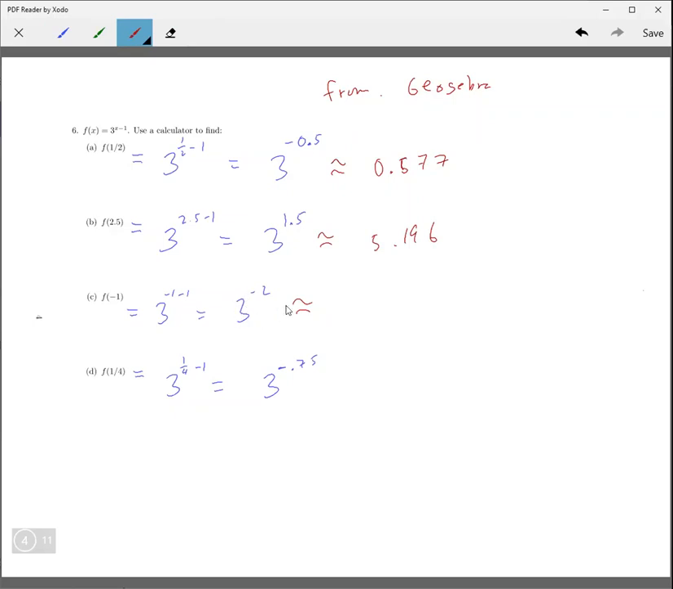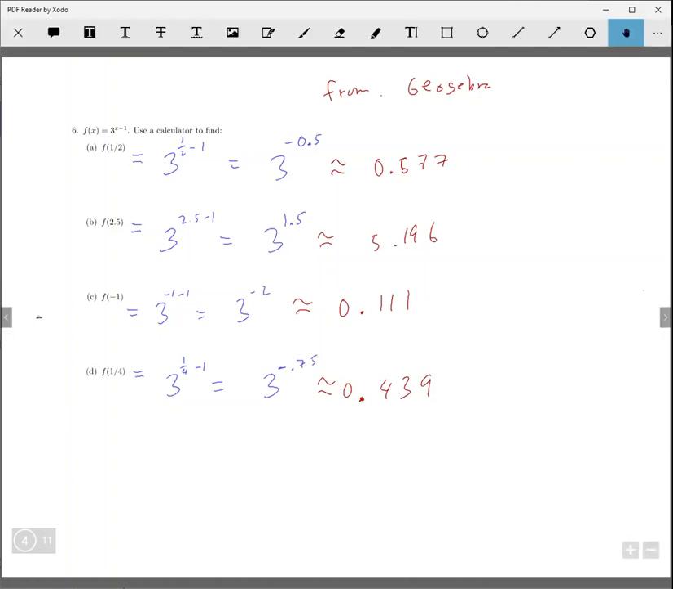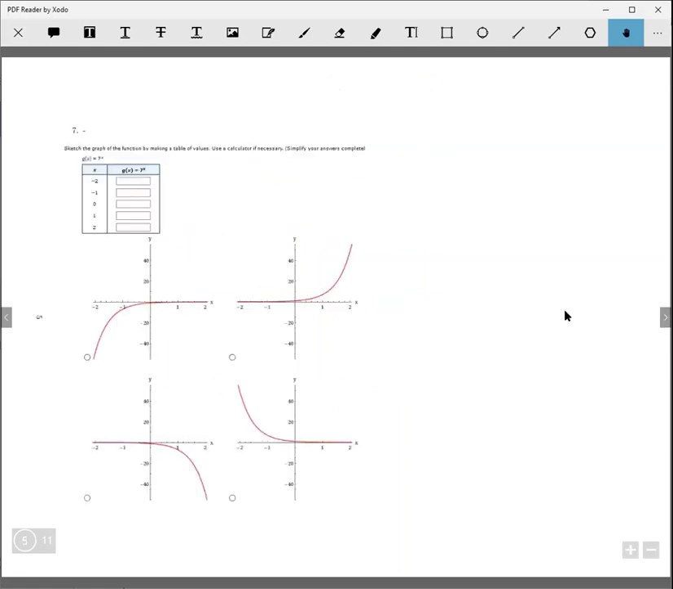This is approximately 0.111, and this one's approximately 0.439. I guess I could put zeros on the front as well. Doesn't matter, that's optional. Okay, great. Any questions about that? Okay, let's go to the next exercise.